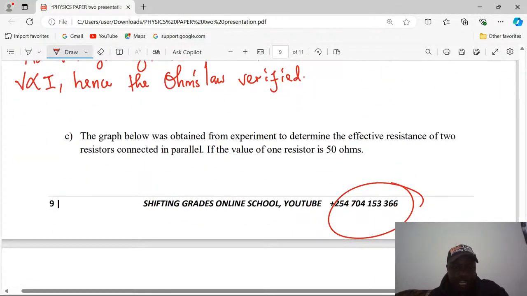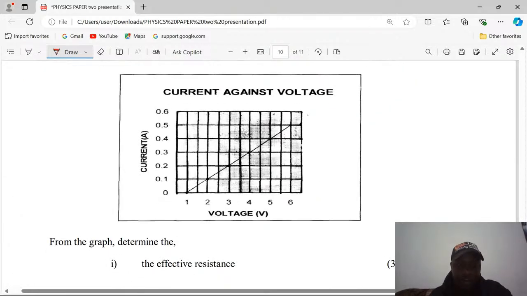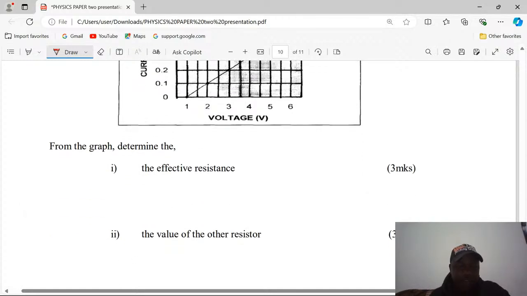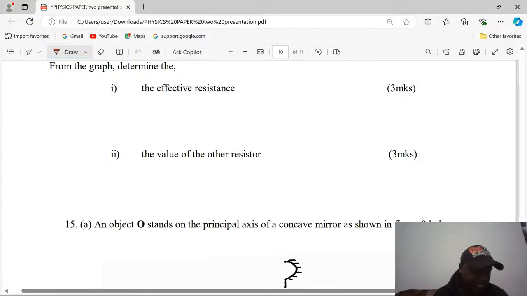The graph below was obtained from an experiment to determine the effective resistance of two resistors connected in parallel. So two resistors in parallel, and the value of one resistor is 50 ohms. We have a graph here. You can see current against voltage. From the graph, determine the effective resistance and also determine the value of the other resistor.